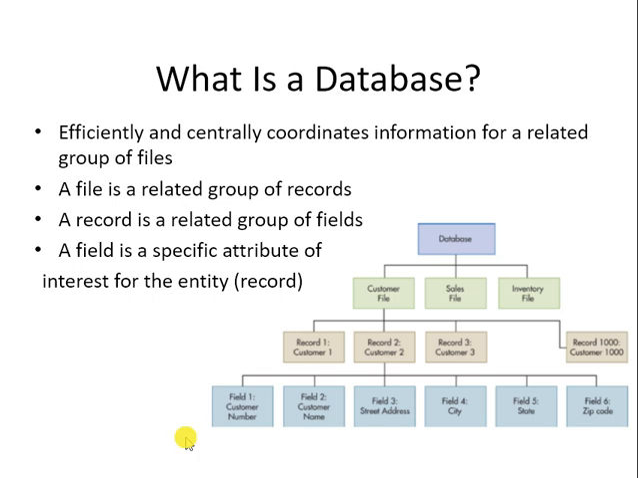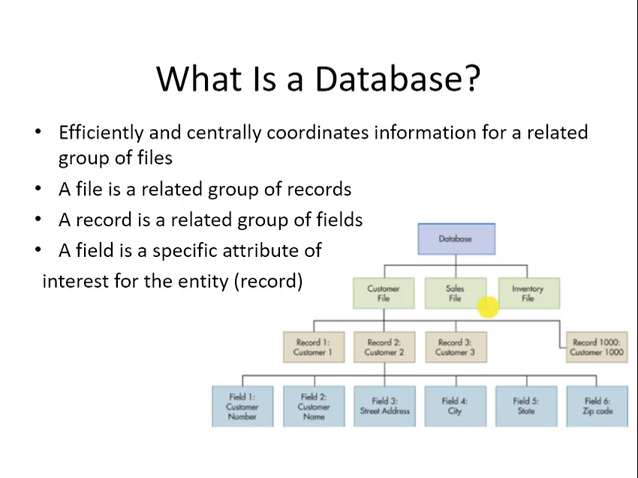So as you can see, here we have a customer file. Customer file has a group of records: customer 1, customer 2, customer 3. Okay? And a record is a related group of fields. So for each customer, we're going to have multiple fields. For example, customer name, right? Their address, cities. So these are called fields. A field is a specific attribute of interest for the entity or the record.